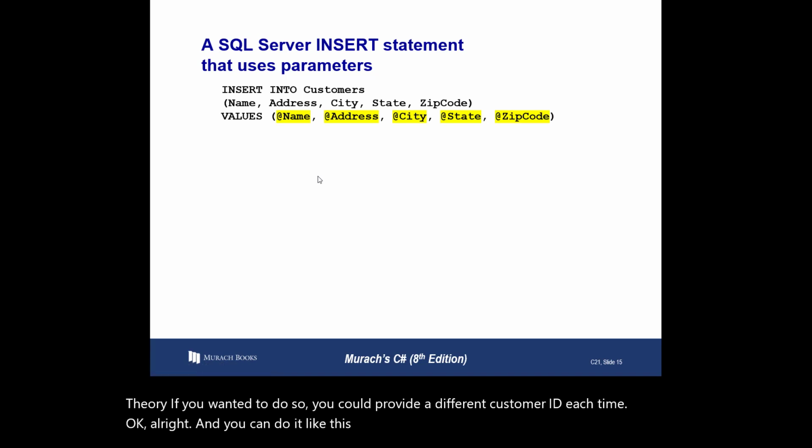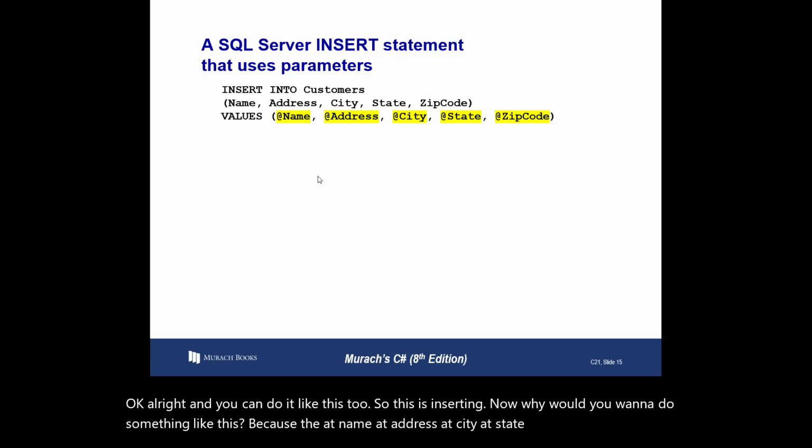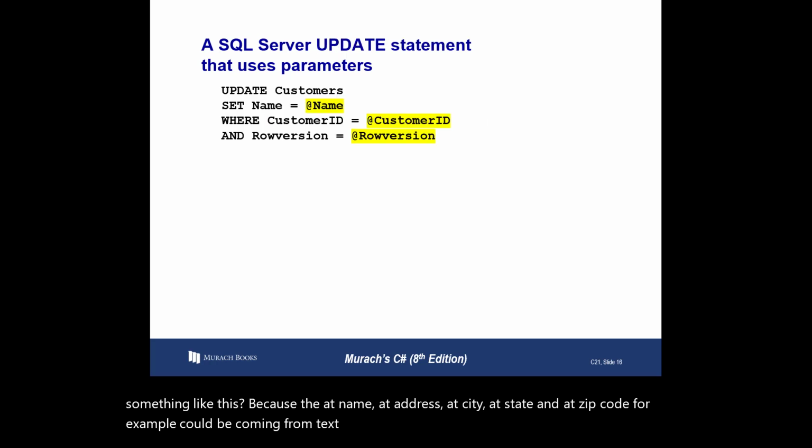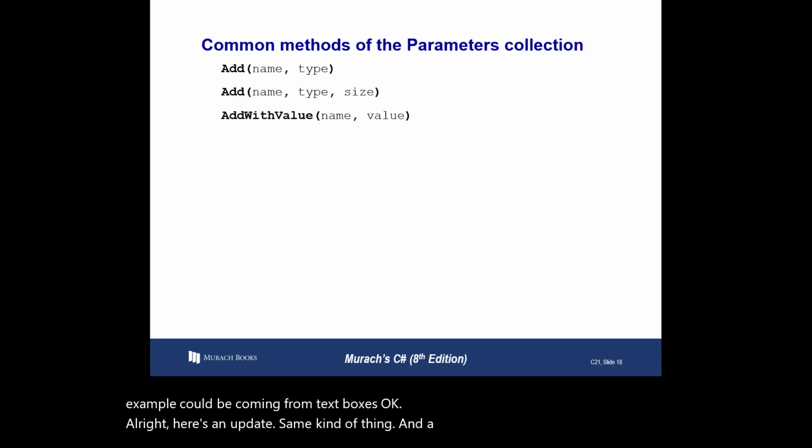So this is inserting. Now, why would you want to do something like this? Because the @name, @address, @city, @state, and @zip code, for example, could be coming from text boxes. Here's an update, same kind of thing. And a delete, same kind of thing.